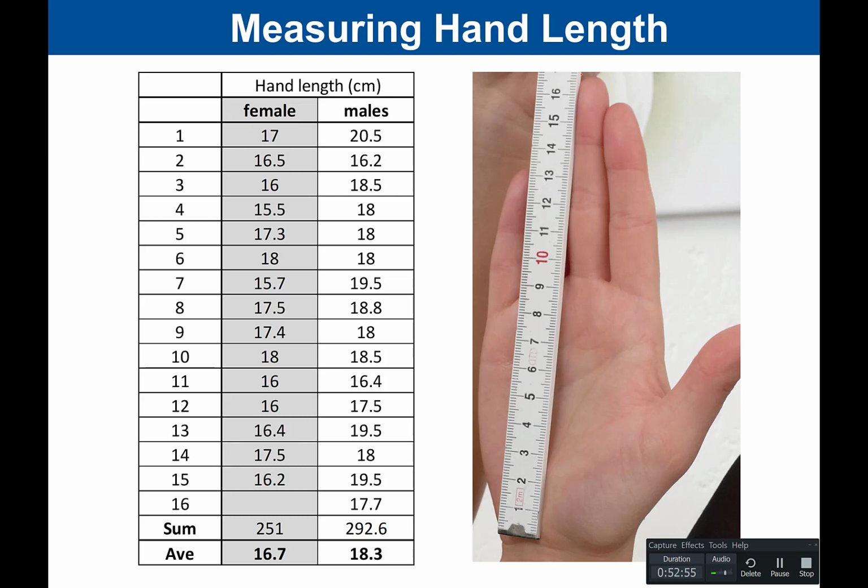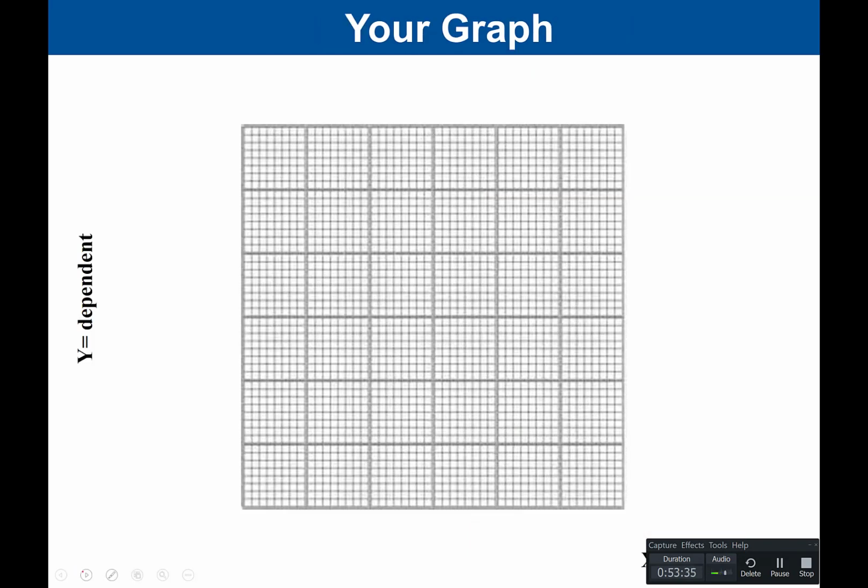So if we look, we have a couple females who have a hand length of 18. And some of the males have a hand length of 16.4 or 16.2. So in some instances, the female does have a larger hand length than males. But on average, if we look at a bunch of males, the males have a greater hand length than the females. And so what you're going to graph for this graph is the average hand length for males versus females. So you need to make a graph based on that data.